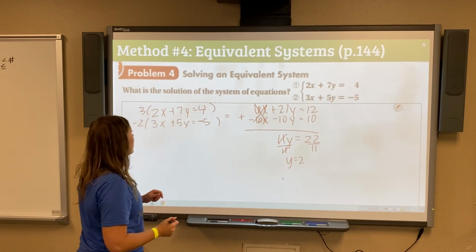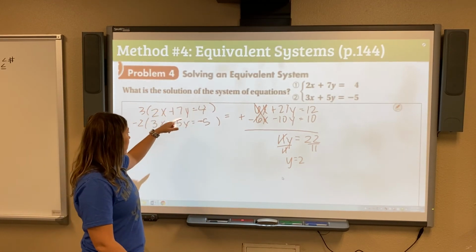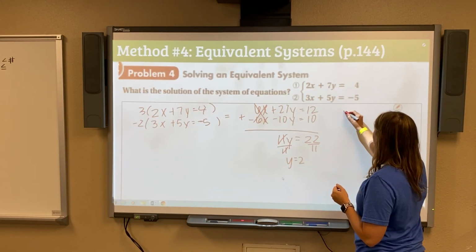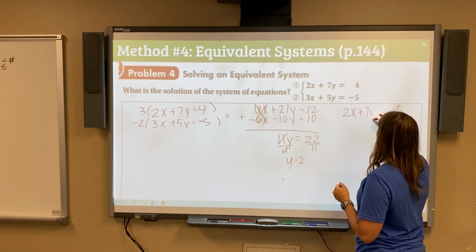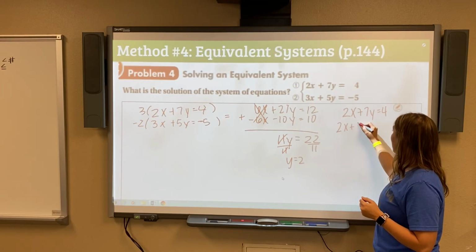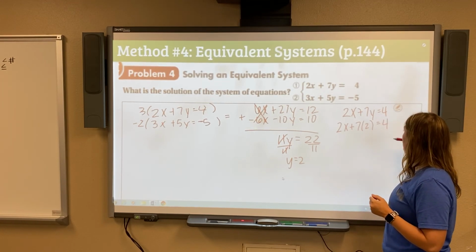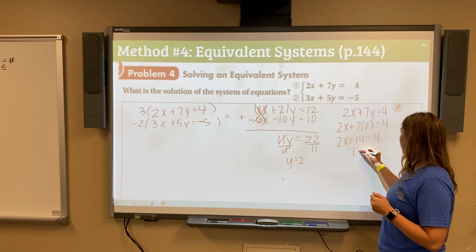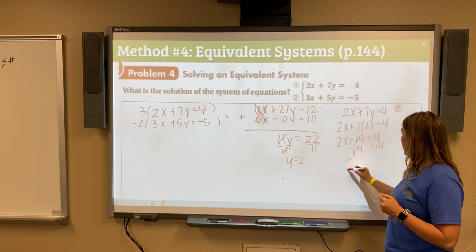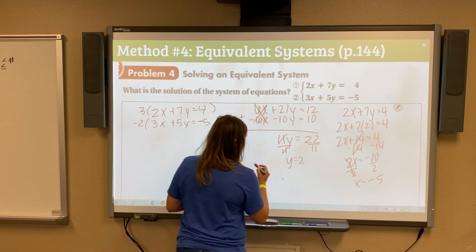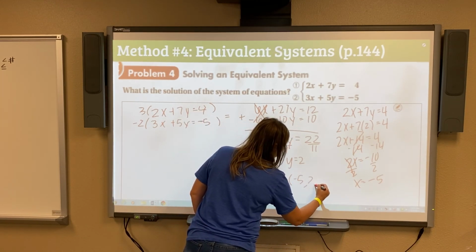We have 4 equations we can pick: this one, this one, this one, or this one. With your originals, those are going to be the smaller numbers. I'm just going to pick the top: 2x plus 7y is equal to 4. We said y was 2. So 2x plus 7 times 2 equals 4. 2x plus 14 equals 4. Subtract 14 from both sides. We get 2x equals negative 10. Divide by 2. x equals negative 5. So your answer is negative 5, 2.